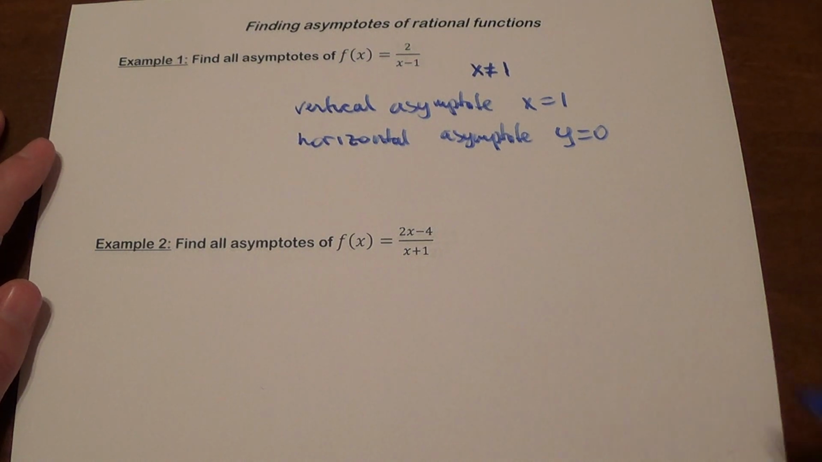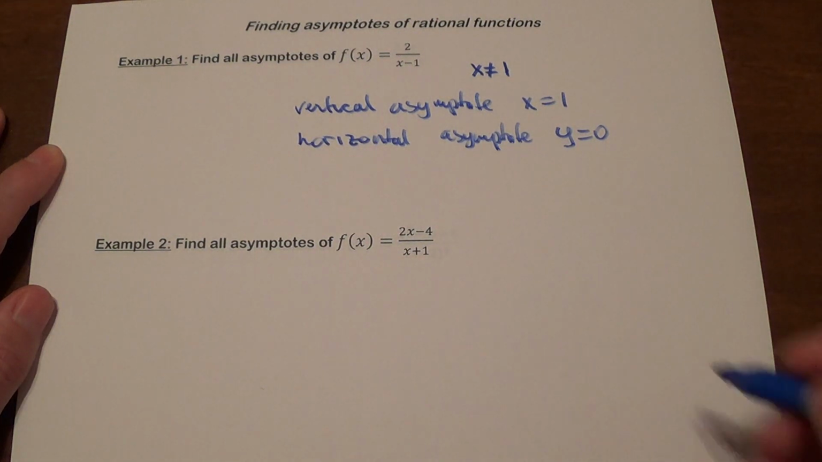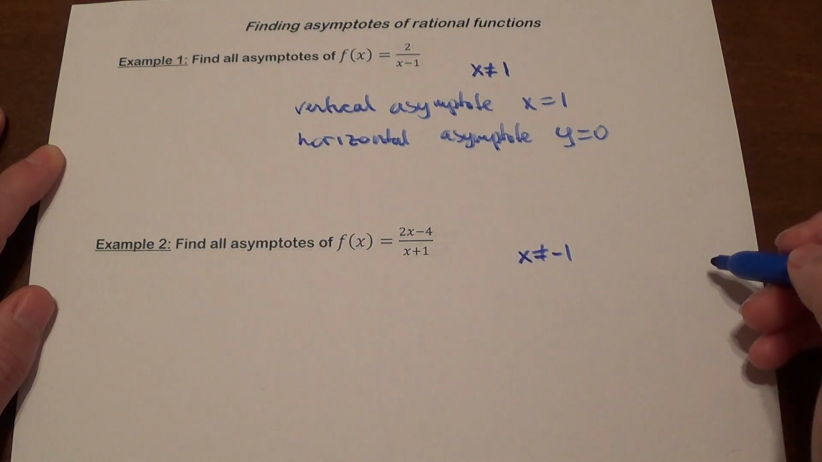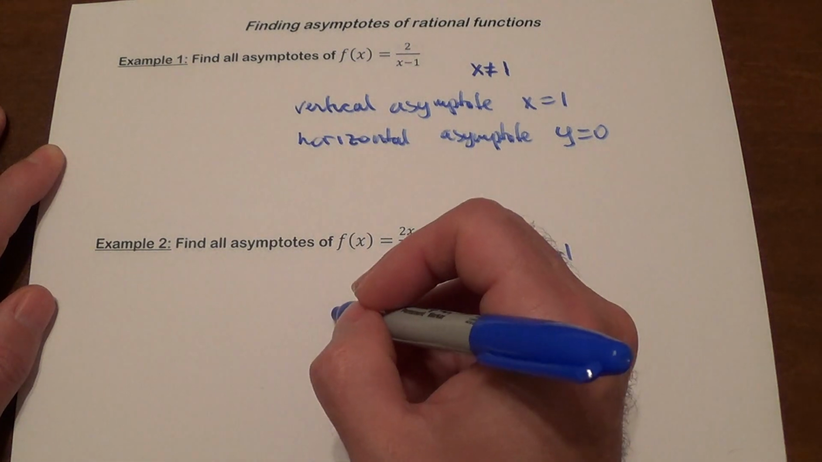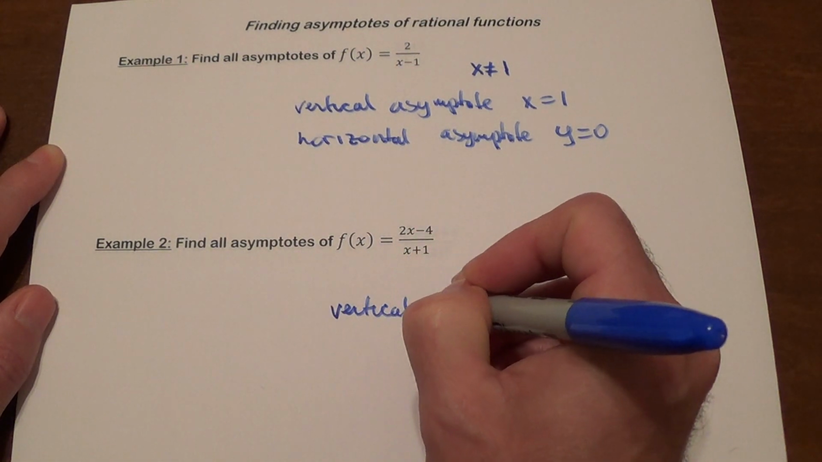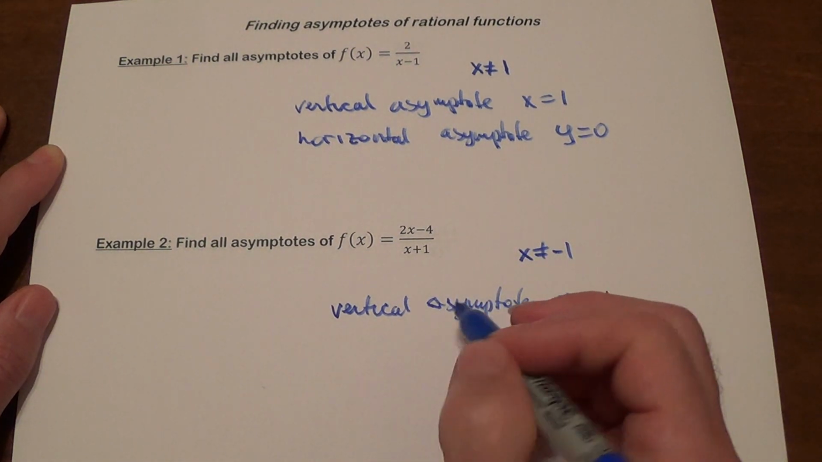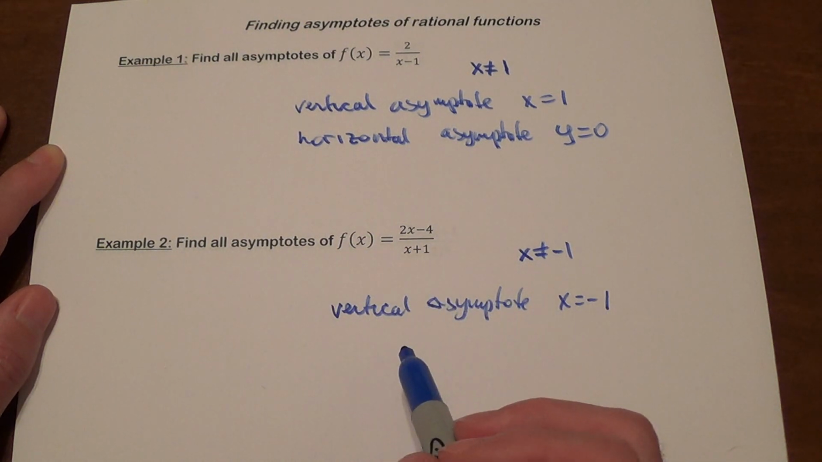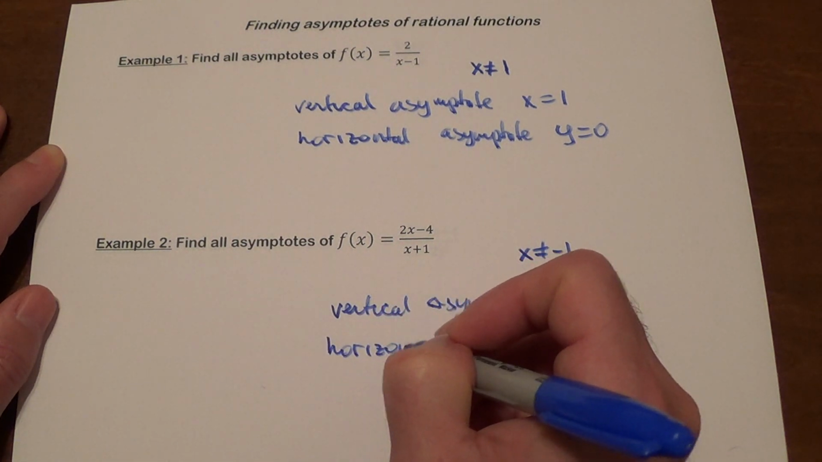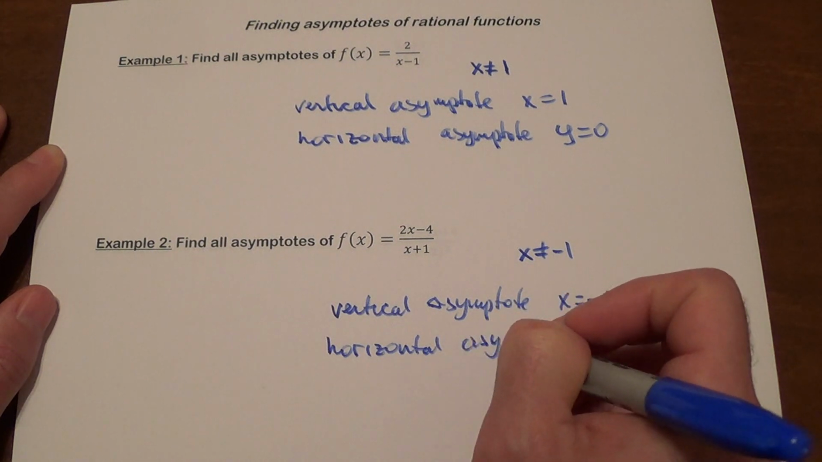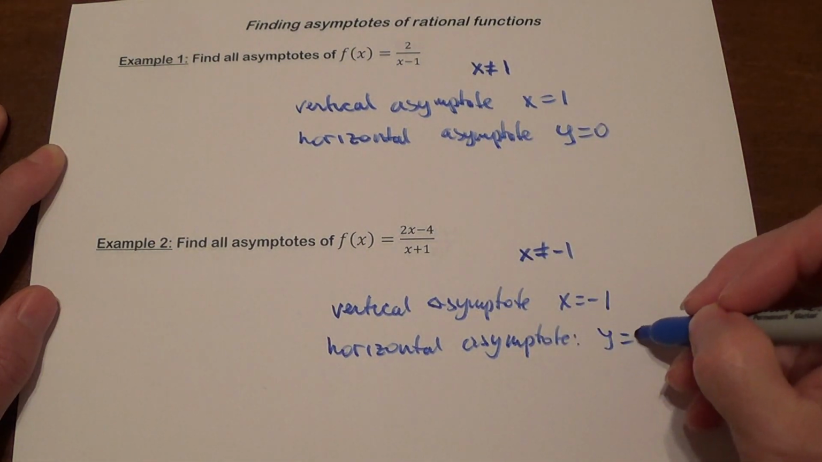Example 2. So what do we have here? The denominator is going to be 0 when x equals -1. So we know x cannot equal -1. What happens at -1? The denominator is 0, the numerator is not. We have a vertical asymptote, x equals -1. What about a horizontal asymptote? We have the same degree on top and the bottom, degree 1. So we divide the leading coefficients. It's going to be 2 over 1, which is 2.